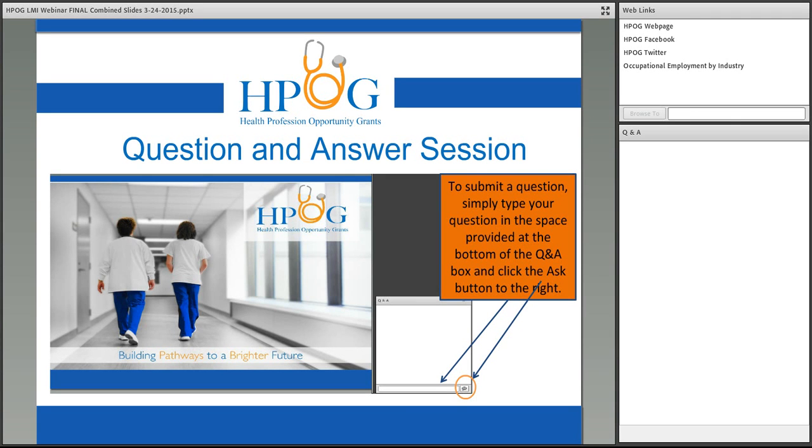Excellent. Another question that came through: with the fluctuating labor market and employee needs changing so often, are labor market projections reliable?